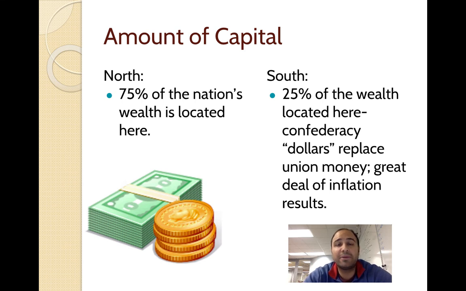Now, when it comes to capital and funds in the government, the North actually accounted for 75% of the nation's wealth, which was located there in the reserves and the banks. And in the South, 25% of the wealth was located there. And by splitting away from the Union, they created Confederacy dollars to replace Union money. And because of this, there was a great deal of inflation. The cost of goods went up because Confederacy dollars really didn't have much monetary value.